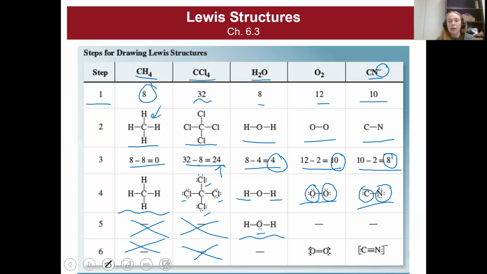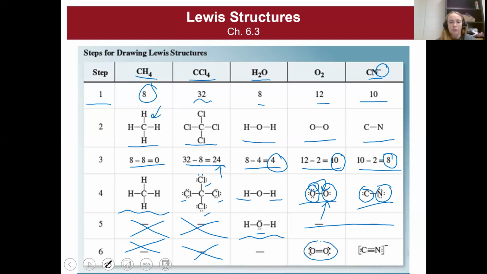So step 5 is done for these 2 because they don't have a central atom. We called them both terminal atoms, so we did that step already. We've got our electrons distributed. But now, if we note, this oxygen atom only has 6 electrons around it. It has 2 lone pairs and then 2 electrons in the bond. So it doesn't have a full octet, but we don't have any more electrons to give it. So we have to take one of the lone pairs from the other oxygen and put it into the bond.